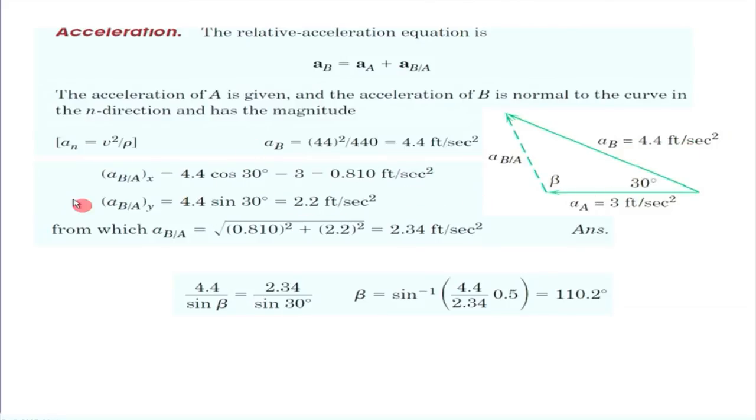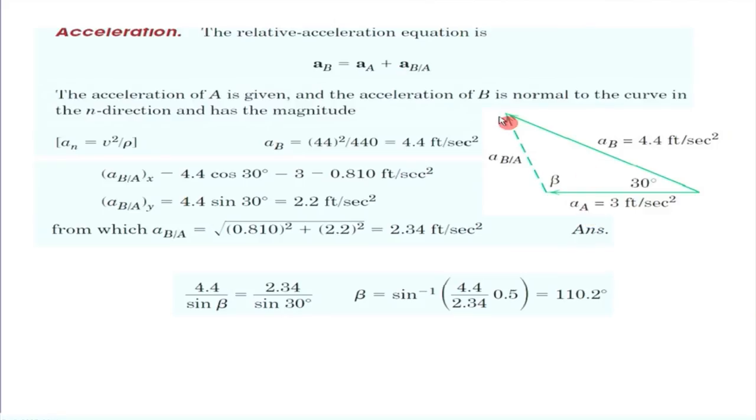So we get both of these components, and if you want to find this angle beta, which the relative acceleration of B with respect to A makes with the horizontal, we just use the sine rule: 4.4 divided by sine beta will be equal to 2.34 divided by sine 30, from which we can also get the angle.